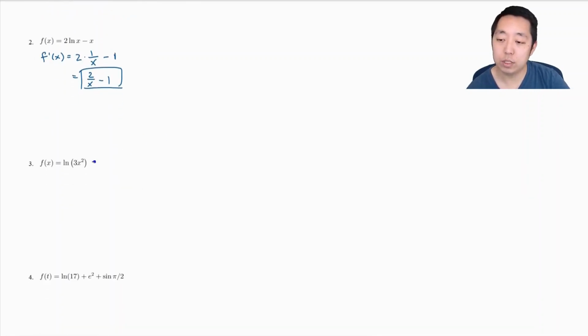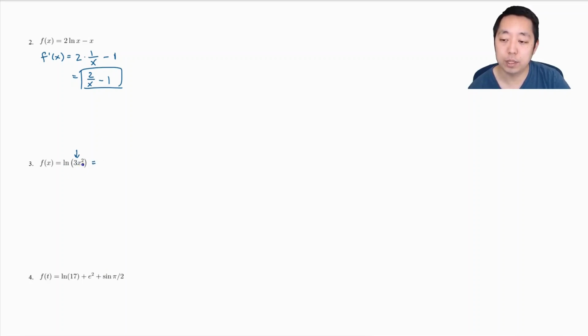This one I have to use a little bit of log rules. I could use chain rule, but one thing I know is, because the problem is this 3 and this x squared business, I only know the derivative of ln of x at this point, so I'm not using chain rule or product rule or any other rule that you're thinking of.